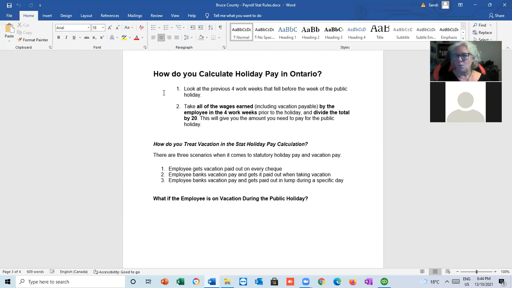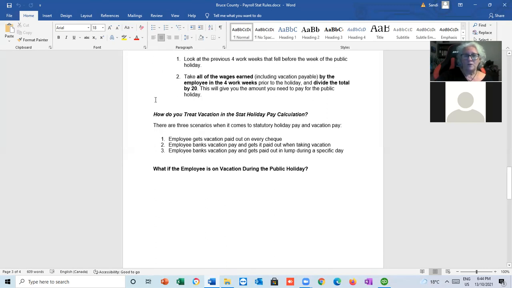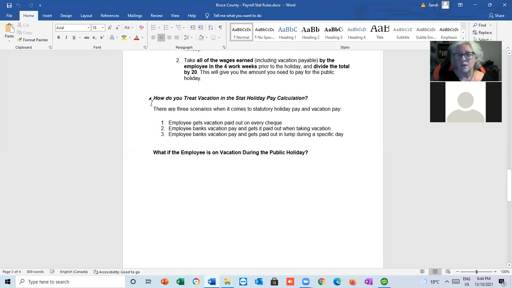So somebody who doesn't work that stat holiday, this is the formula. If they work the stat holiday, then they get time and a half, and you don't have to worry about this calculation. And so what we do here is there are 3 scenarios when it comes to stat holiday pay and vacation pay. Employees get vacation paid out on every check. So vacation pay is part of the stat holiday calculation.